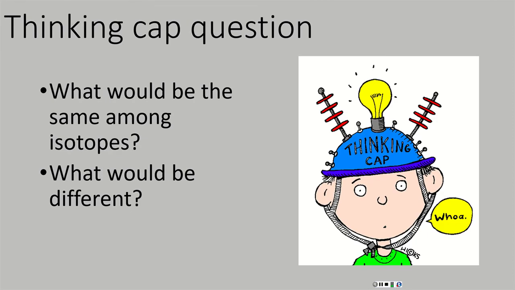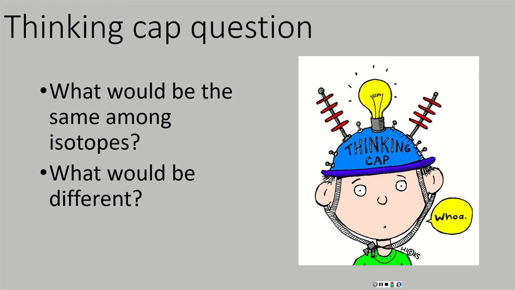So let's close out this lecture with a thinking cap question. Based on what we just said, isotopes have different numbers of neutrons, but they are the same element. What would be the same among isotopes? And what would be different among isotopes? So if we have hydrogen with 0 neutrons, hydrogen with 1 neutron, and hydrogen with 2 neutrons, what would be the same?